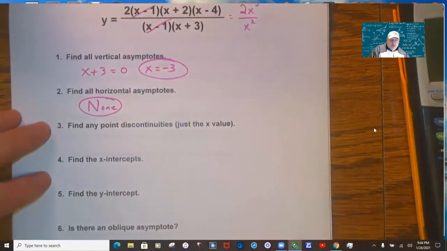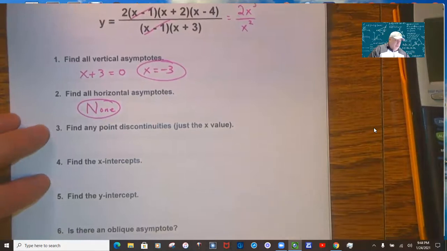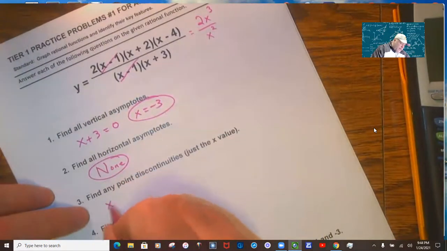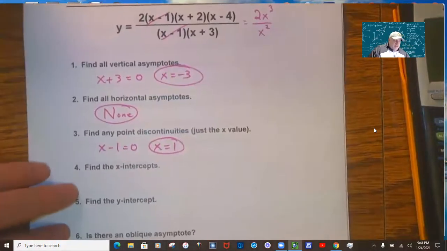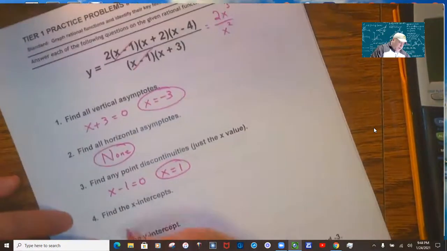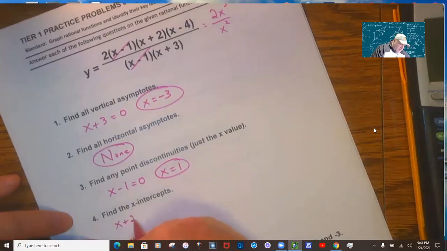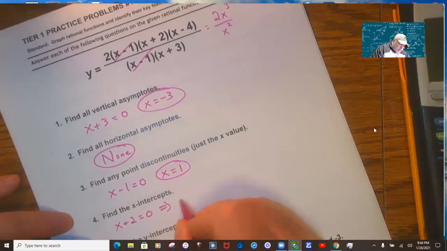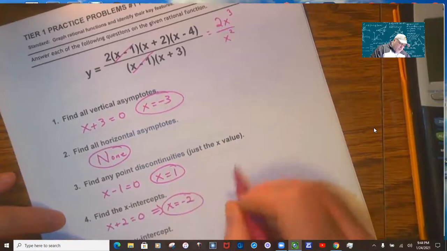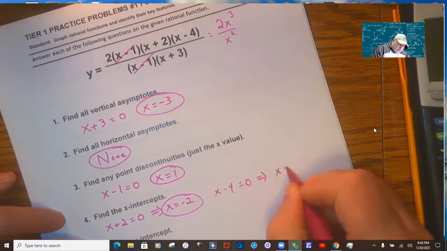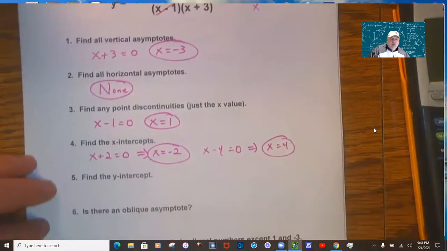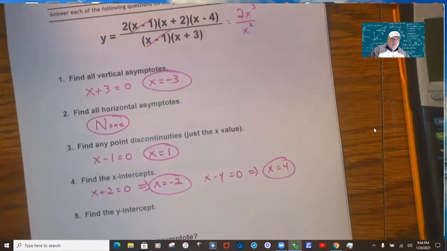Find any point discontinuities, just the x value. So we canceled the x minus 1, so that factor is going to get set equal to 0. Find any x-intercepts. So this is where you take what's left after you cancel equal to 0. We have 2 of them. Pretty easy work. You can do this mentally to move along quicker on this.